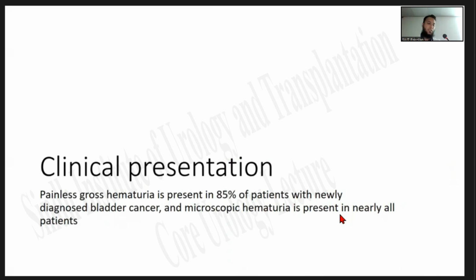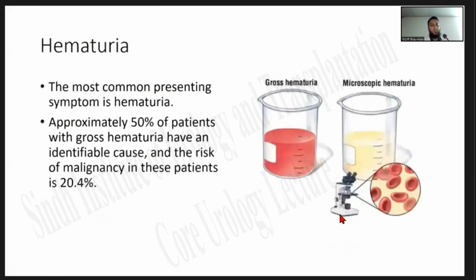Clinical presentation. Most of the patients present with painless gross hematuria, present in 85% of patients with newly diagnosed bladder cancer, and microscopic hematuria is present in nearly all patients. The most common presenting symptom is hematuria. Approximately 50% of patients with gross hematuria have an identifiable cause, and the risk of malignancy in these patients is 20.4%.